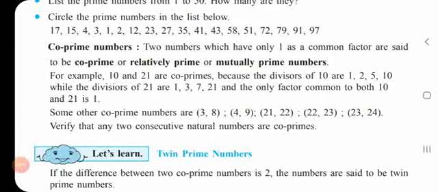In these two numbers, 3 is a prime number. It will not come in the table of any other number. So the common factor between 3 and 8 will be just 1. So, they are known as co-prime numbers. In this way, if only one is a common factor between numbers, then they will be co-prime numbers.